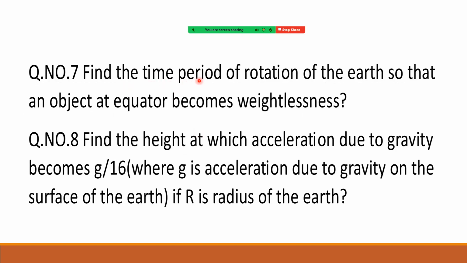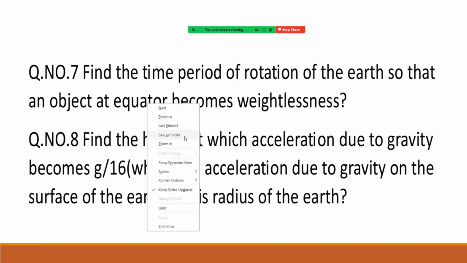Find the time period of rotation of the Earth so that an object at the equator becomes weightless. So we have to find the time period of rotation. Weightlessness means the g value should become 0, right?